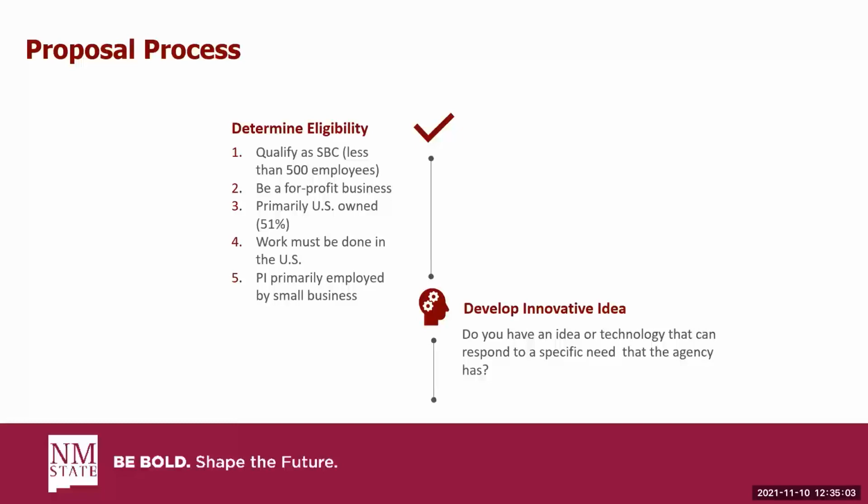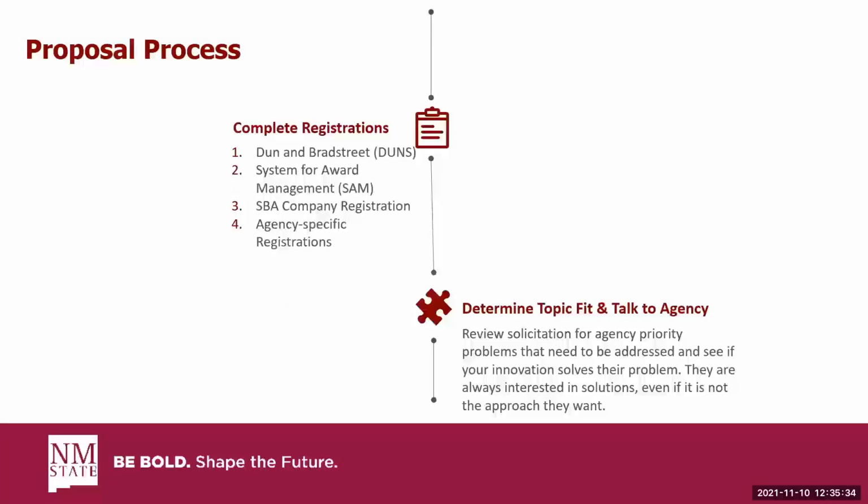The second is you need to develop an innovative idea. So is what you're doing innovative, and will that qualify under these programs? So do you have an idea or technology that can respond to a specific need that the agency has? Again, this is more for DoD, those contracting agencies who have very, very specific needs. But even under granting agencies like NSF, they're going to have buckets that they're going to want to fund under. So make sure you align yourself with those funders.